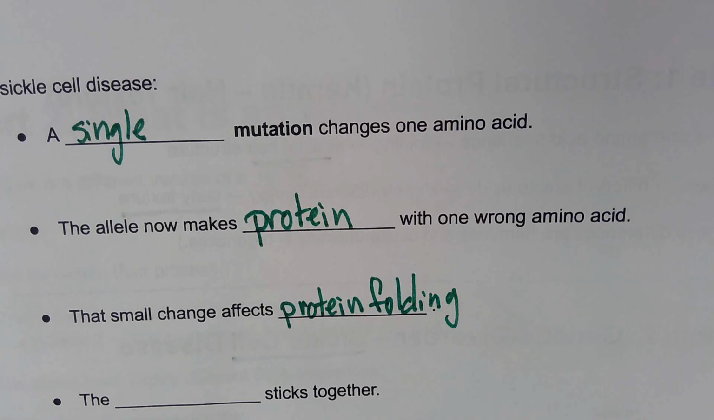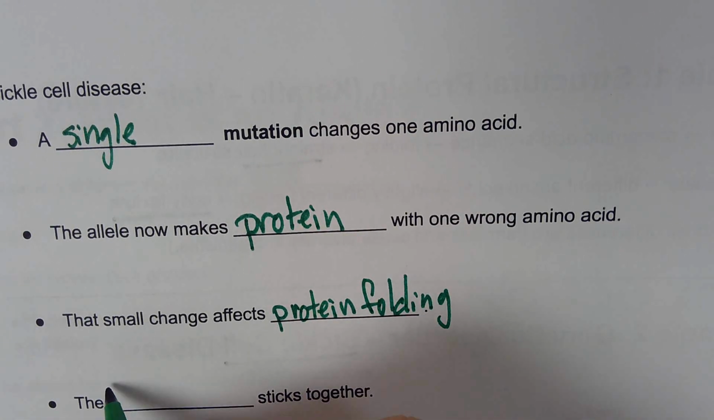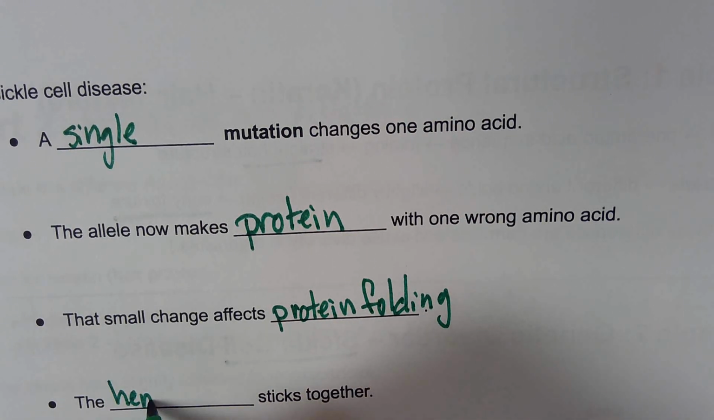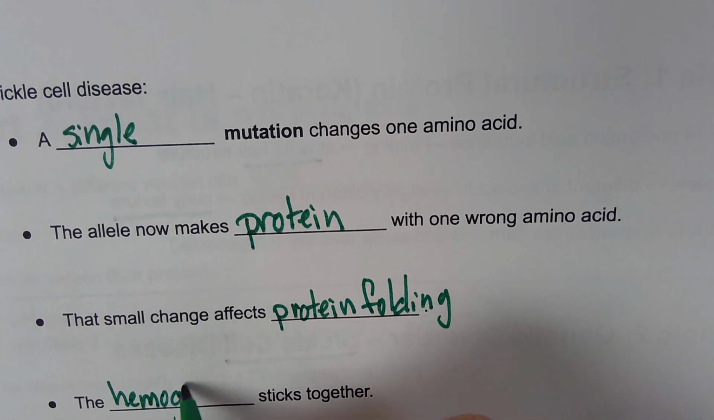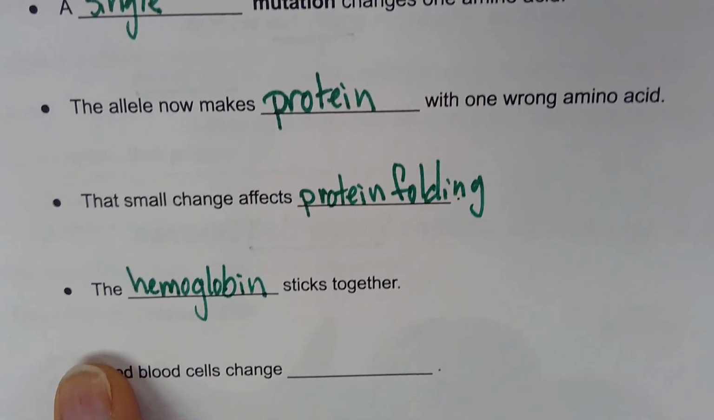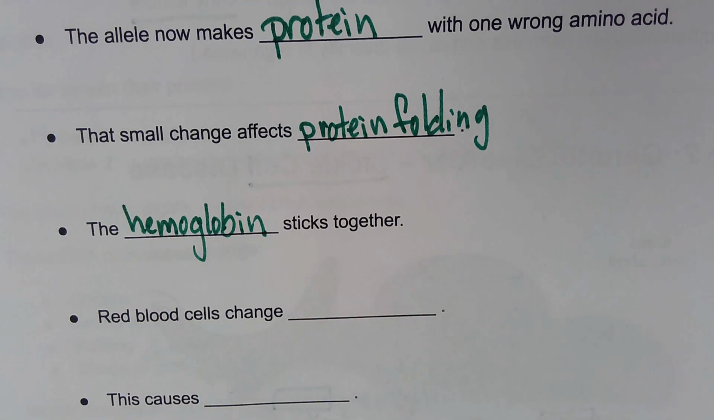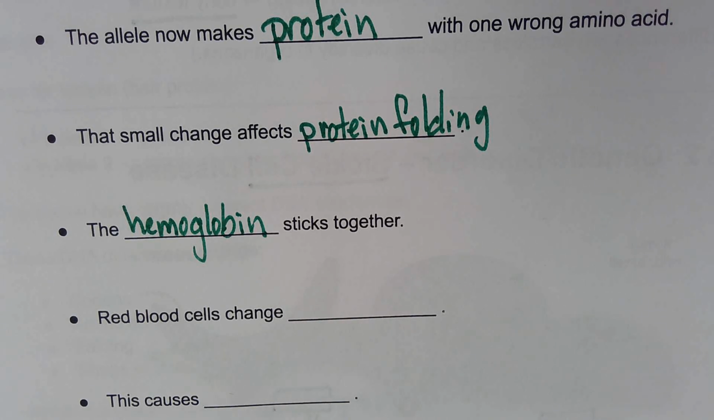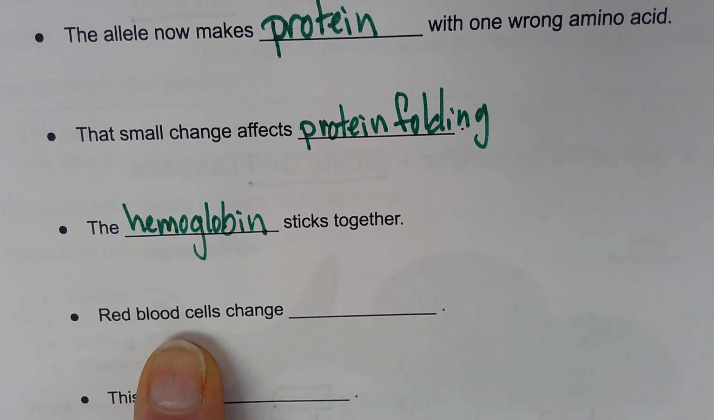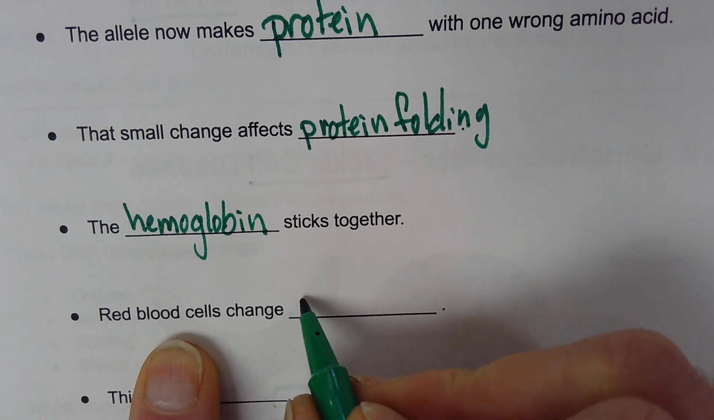What that causes is that the hemoglobin sticks together. And if you go to the doctor, they actually do a hemoglobin count. You look at your blood tests. And when that happens, the red blood cells change shape.